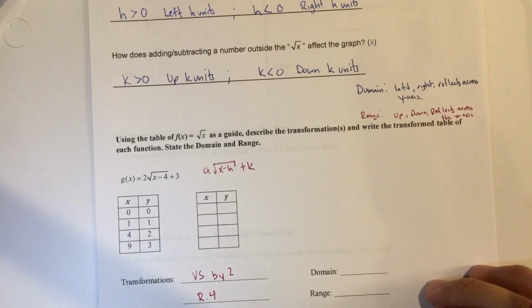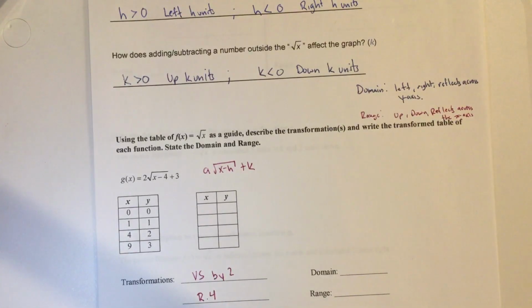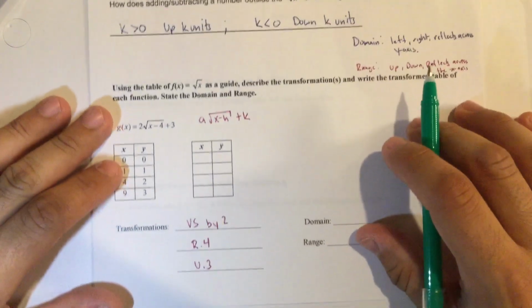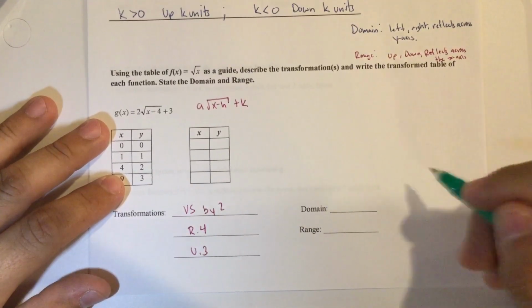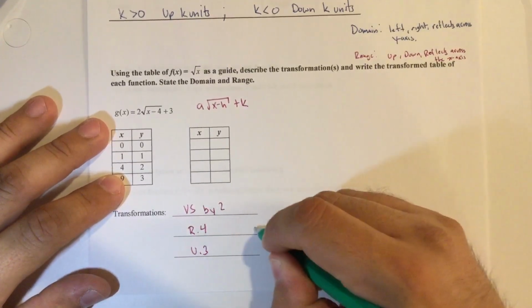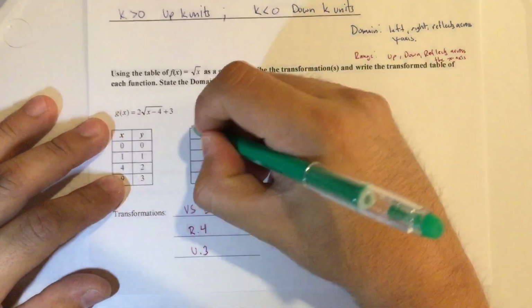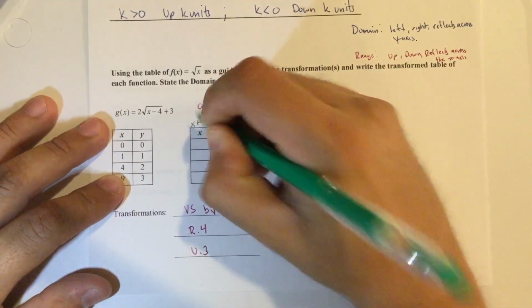So when I make tables to figure out the domain and range and what the graph would actually look like, what I tend to do is write a rule. So the rule for this would be what affects x and what affects y. The only thing that actually affects x is right 4, which is plus 4. So right above it, I'm going to put x plus 4.